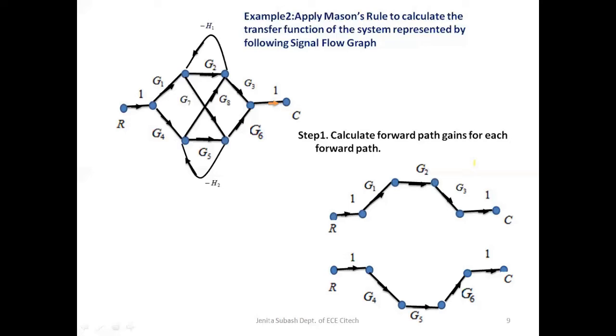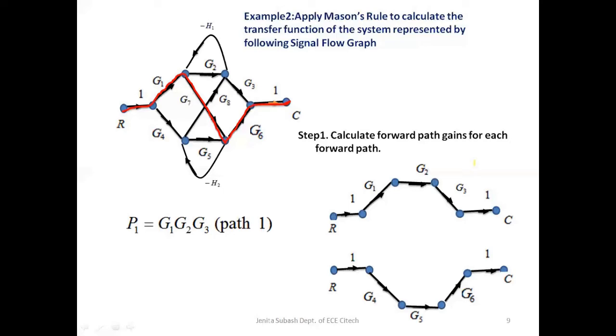Yes, we still have a few more forward paths to be traced out. So we have another forward path, the third forward path, which starts from branch gain 1, G1, G7, G6 and 1. The total path gain is the product of all the branch gains. And we have a fourth forward path which starts from 1, G4, G8, G3 and 1.